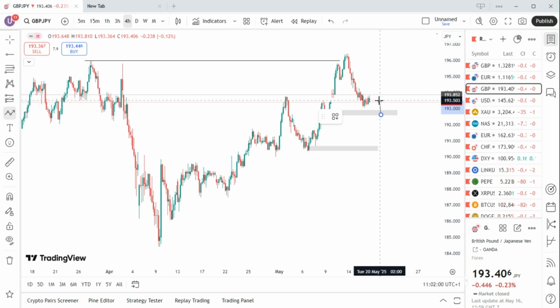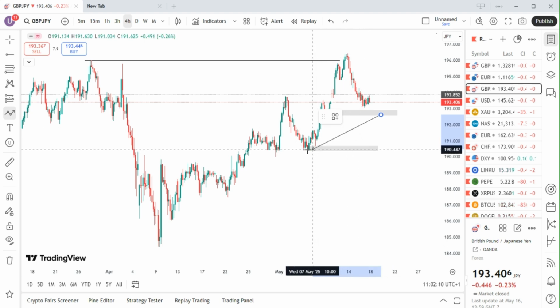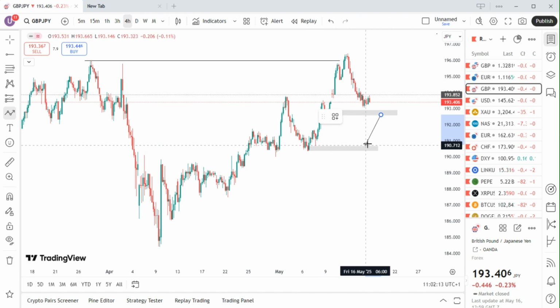But if I don't see any change of character here, that means price still wants to move down. But in a 4-hour time frame, we are still bullish, not until we break this zone, which will say that we have gone bearish on a 4-hour time frame. So I'm looking for a bullish scenario on GBP JPY.